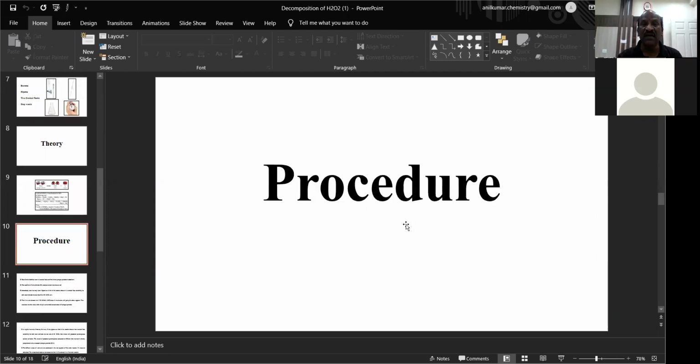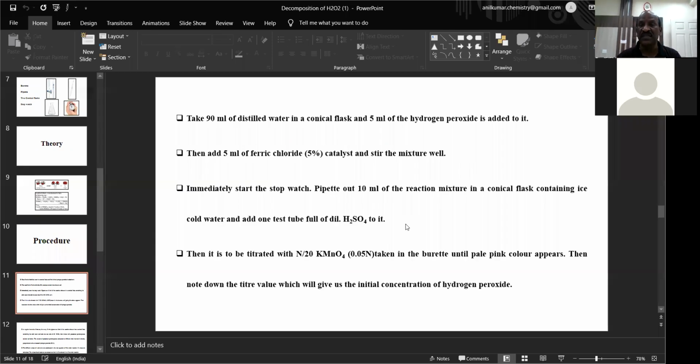So next we are going to discuss the procedure, how to do the experiment in the laboratory. That is very, very important. First we have to prepare the reaction mixture. Whatever apparatus is there, pipette, burette, conical flasks, watch glass, you have to make all this ready, and then start the preparation of the reaction mixture. So how to prepare the mixture?